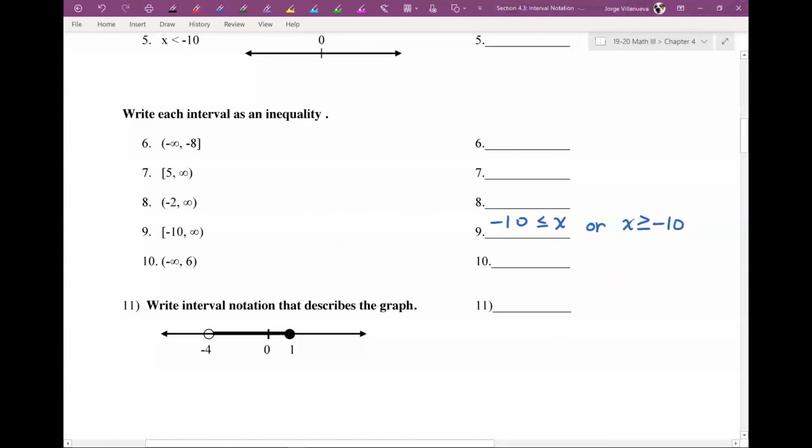Wait, you keep the negative? Yeah, the negative 10 has to be included. You wouldn't change it to a positive? No, because what this says is that if I were to graph it, it would look like this. So here's the graph for it. So it's any number from negative 10 on. So that's why we say x greater than or equal to negative 10.